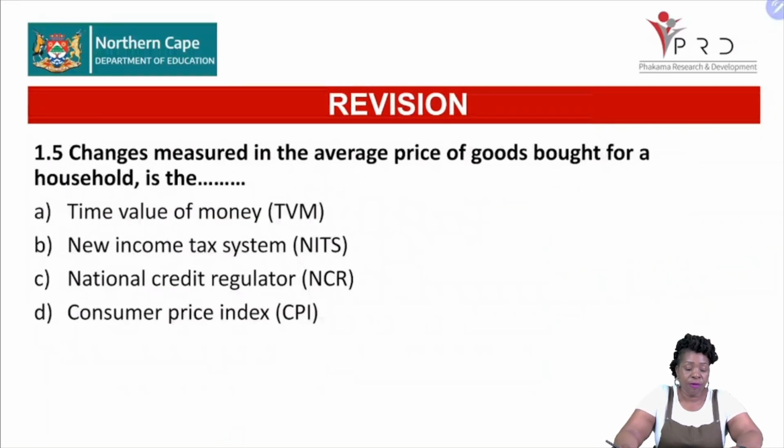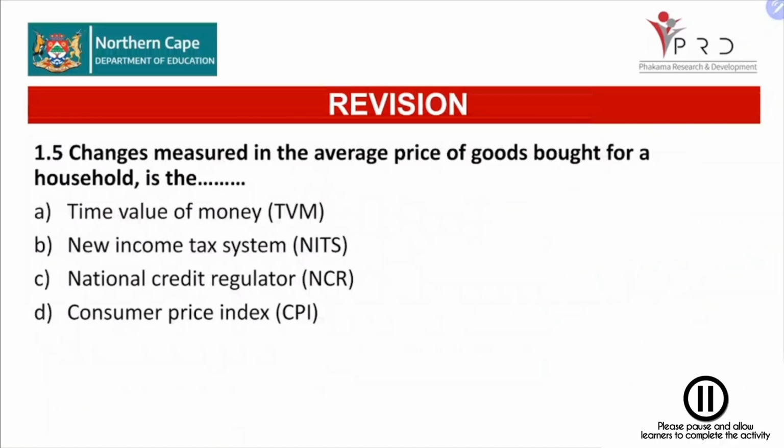Let's go to 1.5. It says, changes measured in the average price of goods bought for a household is the A, time value of money. B, new income tax systems. C, national credit regulator. And D, consumer price index. Right, just answer that one and then we can move to the next one.